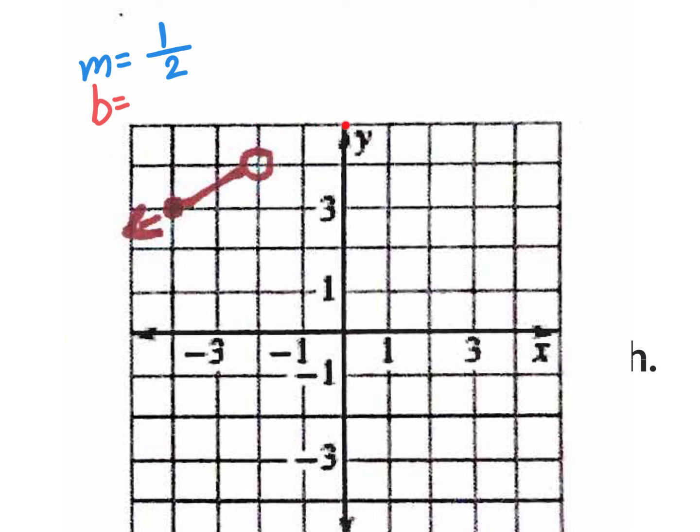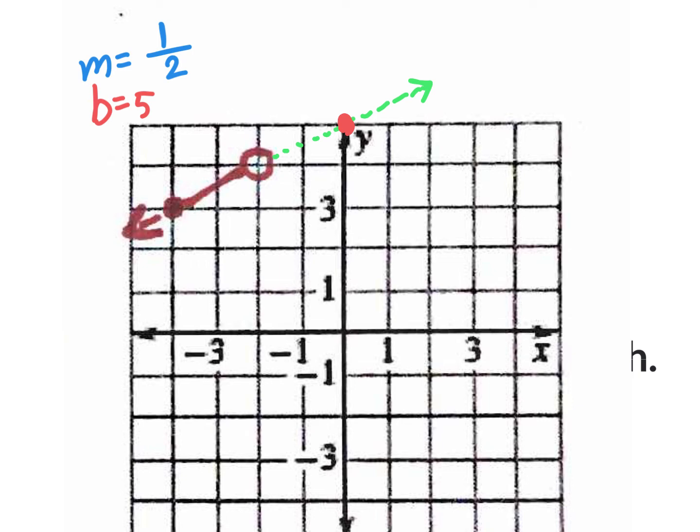You see the original line, the complete line, this is only a piece of the complete line. The complete line really would cross the y-axis right here, right? If you wanted to, you could just extend it, and that way you could see that the b value is right there at 5, okay?